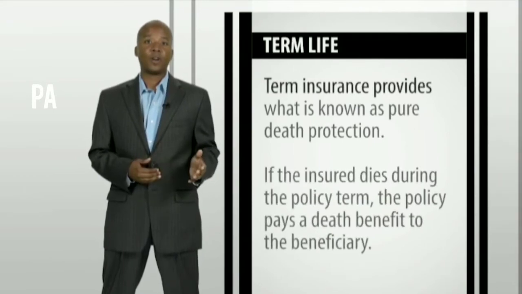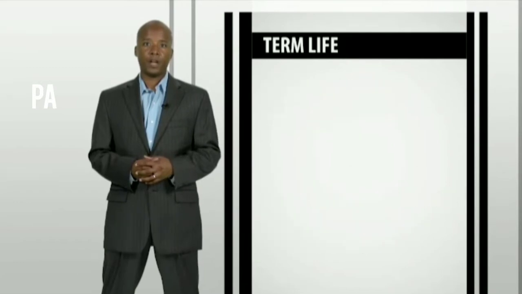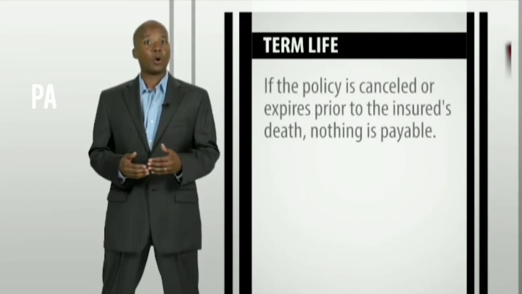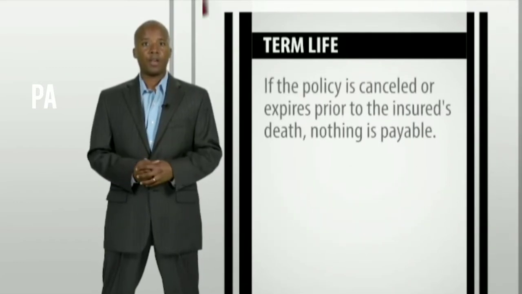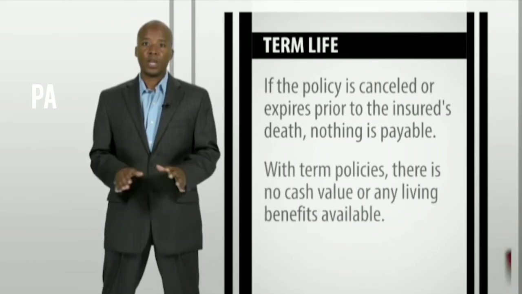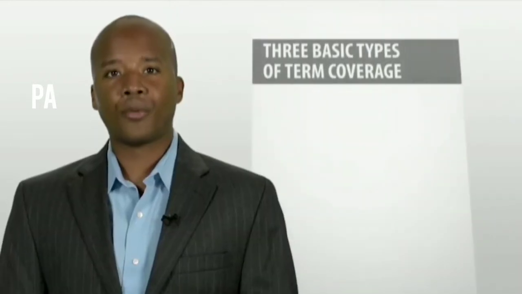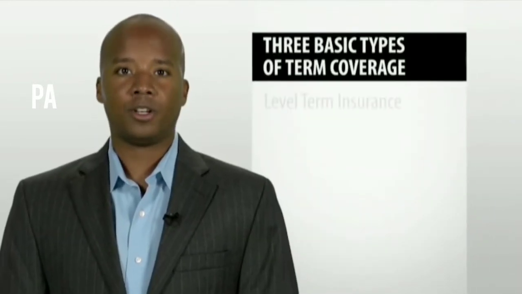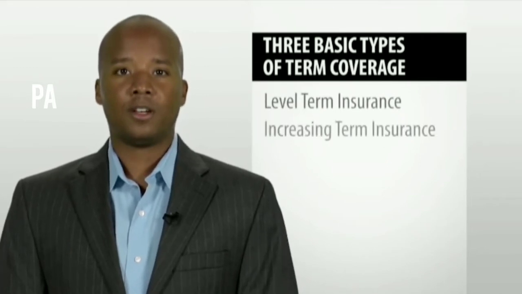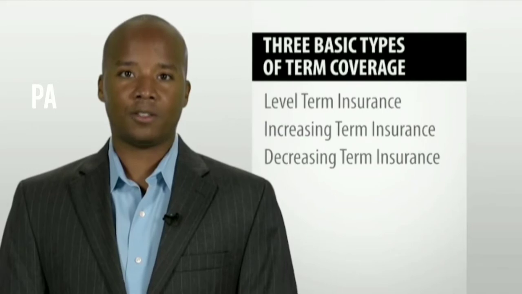If the insured dies during the policy term, the policy pays a death benefit to the beneficiary. If the policy is canceled or expires prior to the insured's death, nothing is payable. With term policies, there is no cash value or any living benefits available. There are three basic types of term coverage: level term insurance, increasing term insurance, and decreasing term insurance.